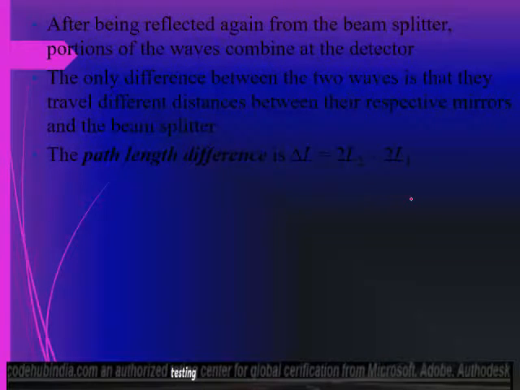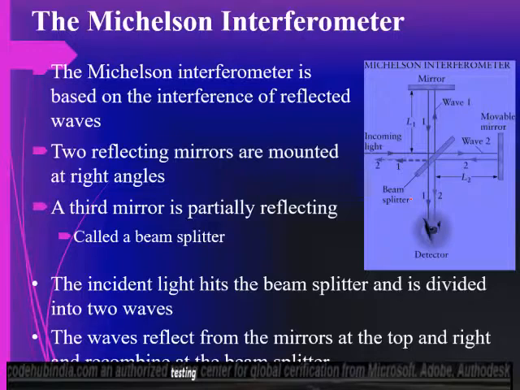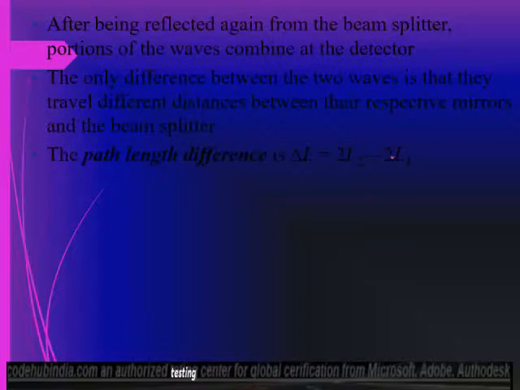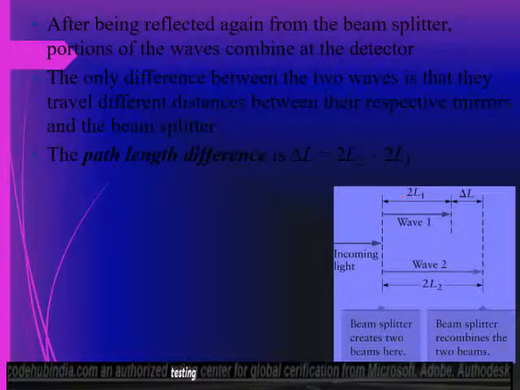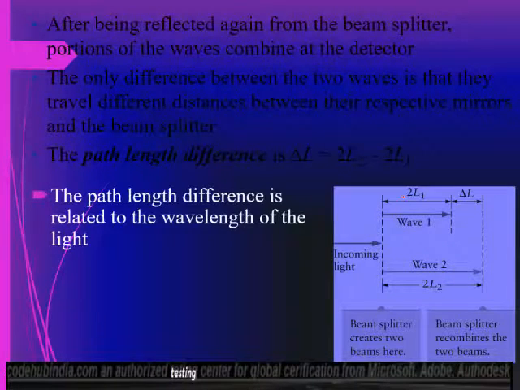The path length difference is ΔL equal to 2L2 minus 2L1. The beam splitter creates two beams and then recombines the two beams. So the path length difference is related to the wavelength of the light: N equals ΔL by lambda.